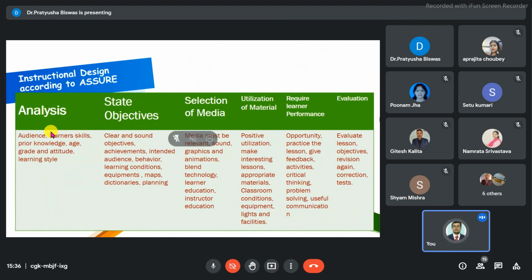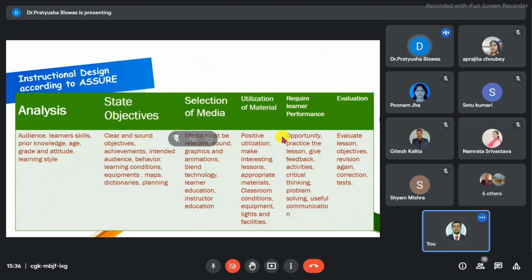Instructional design according to ASSURE. Analysis: audience, learners, skills, prior knowledge, age, grade, attitude, learning style. State objectives: clear and sound objectives, achievements, intended audience, behavior, learning conditions, equipment, maps, dictionaries, planning. Selection of media: media must be relevant, sound, graphics, and animations. Blend technology, learner education, instructor education.